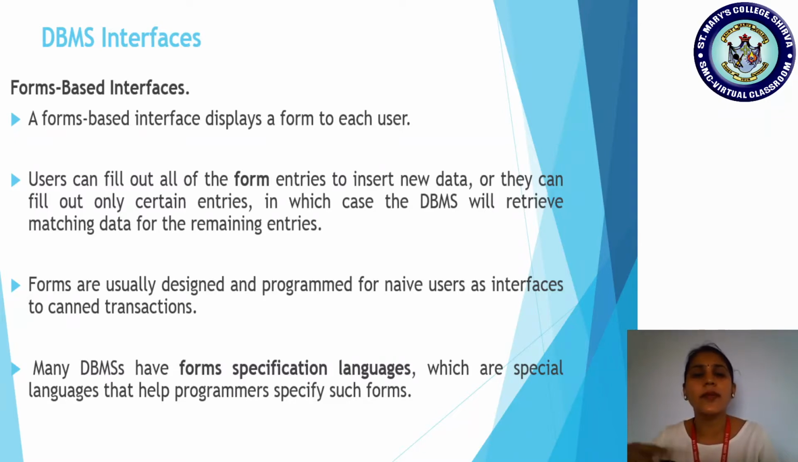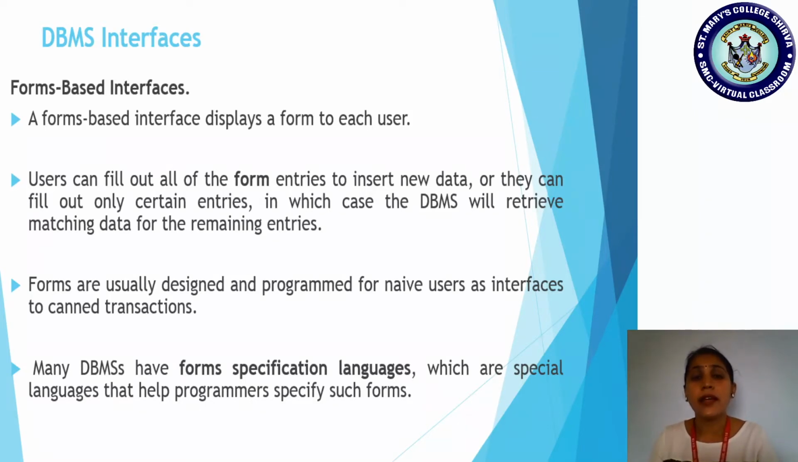So that data will be saved to which one? To the database, internal schema, internal level. Are you all understanding? So this is how they are telling. A forms-based interface displays a form to each user. So any user who is going to use such types of interfaces will be given a certain form kind of interface to input the data, or whatever his requirements are. To collect those requirements, he will be given such forms.